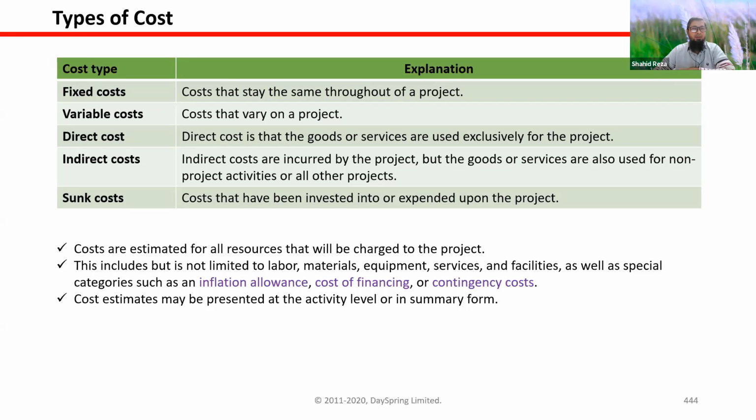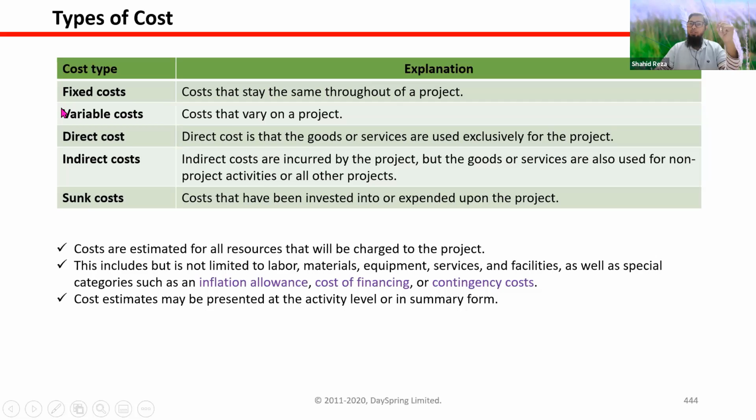I think a lot of you are from a BBA or MBA background, so there you have seen these, right? In introduction to accounting or financial management, everywhere you have seen these terms: fixed cost, variable cost, direct cost, indirect cost, sunk cost. But here we'll try to understand these terminologies from a project perspective.